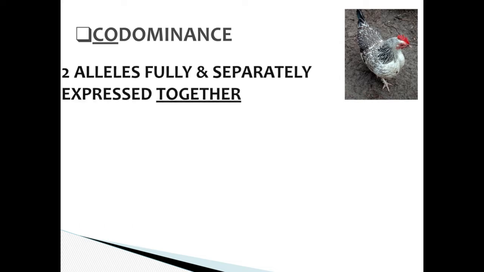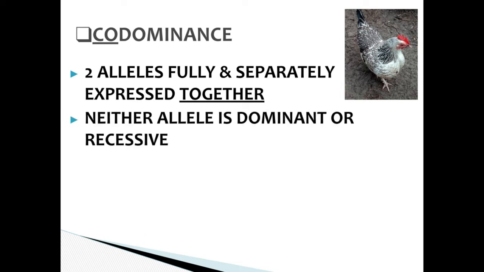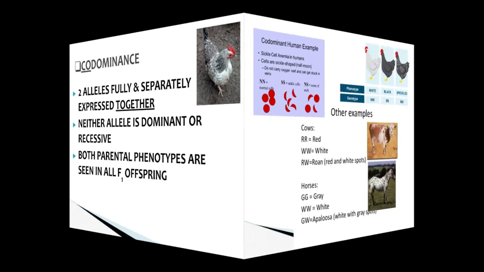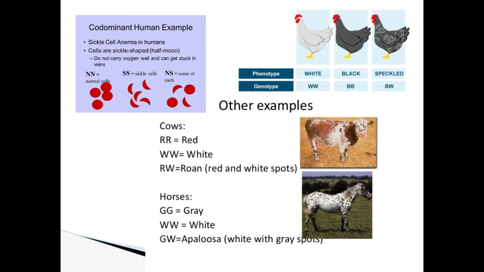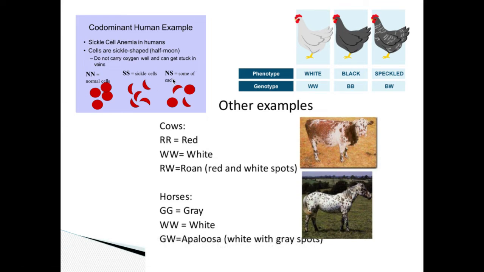Another variation on dominance relationships between alleles is called codominance. In this variation, the two alleles both affect the phenotype in separate, distinguishable ways. So in this case, neither allele is dominant or recessive, so both parental phenotypes will be seen in all the F1 offspring. One example for humans is sickle cell anemia, or the sickle cell trait. So normal cells versus all sickle. If you're heterozygous, you will have both types of blood cells floating around in your bloodstream.